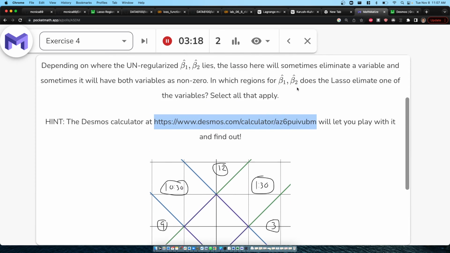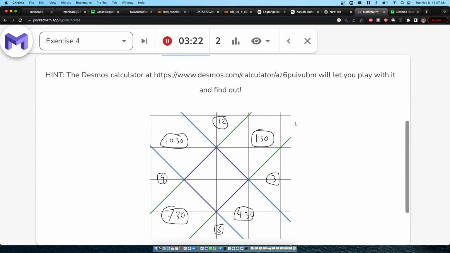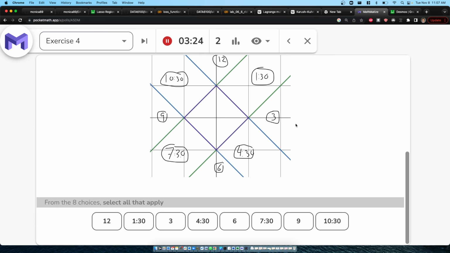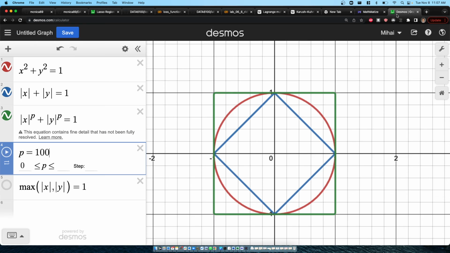So choose the ones where the lasso eliminates a variable. Where does the lasso eliminate a variable? Which regions? Those are your choices, and those are the regions. Select all the regions that you think. Okay, so I'll give you a couple minutes to play with that.